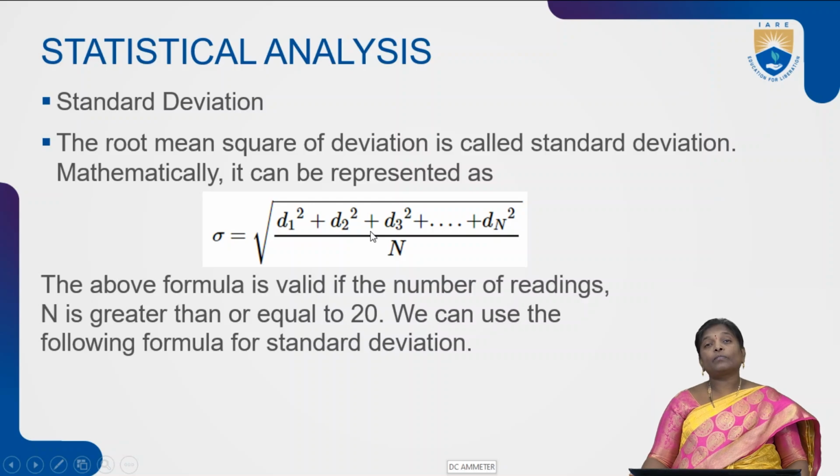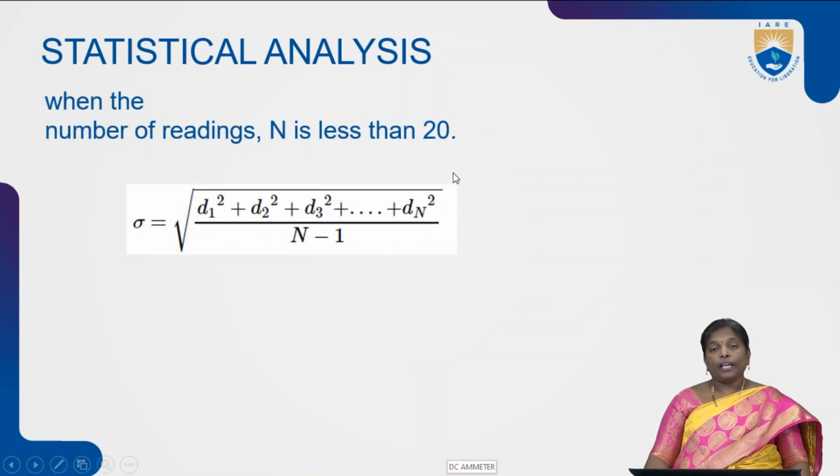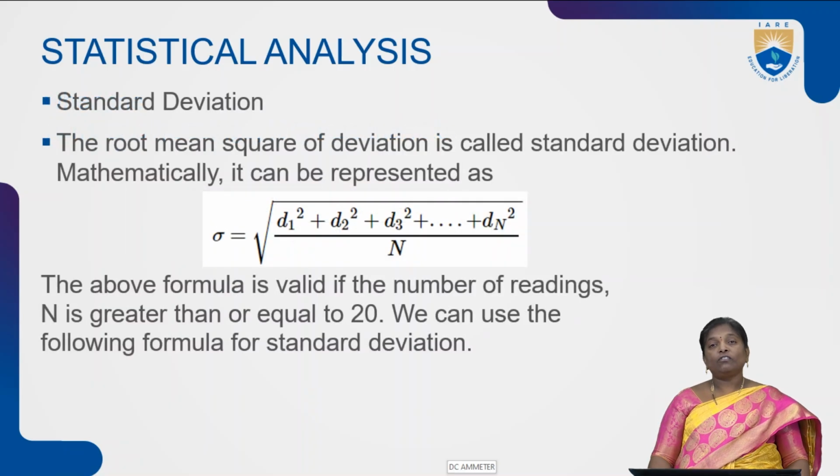So based upon the number of readings we are taking, the standard deviation has different formulas. For n value less than 20, we have to consider n minus 1 in the denominator. If n value is greater than 20, we need to consider this formula. All this statistical analysis will provide accurate and correct results. At the same time, the result obtained with the help of statistical analysis is very fast.